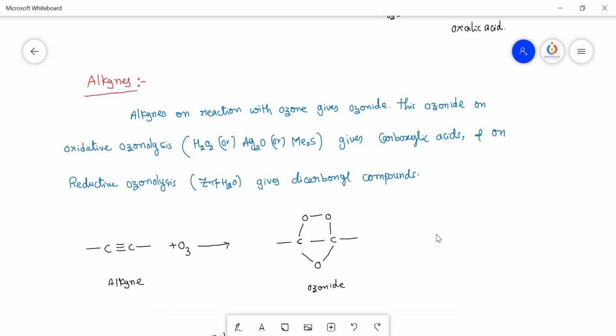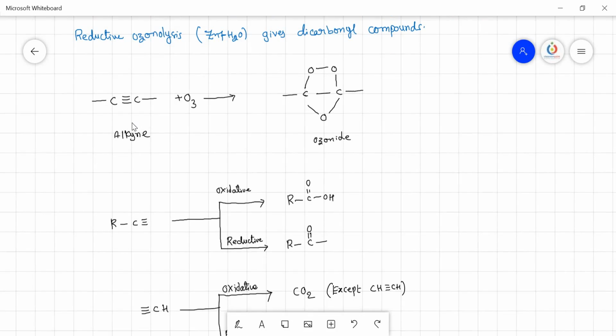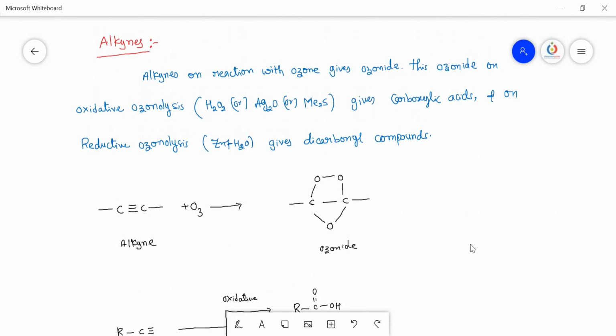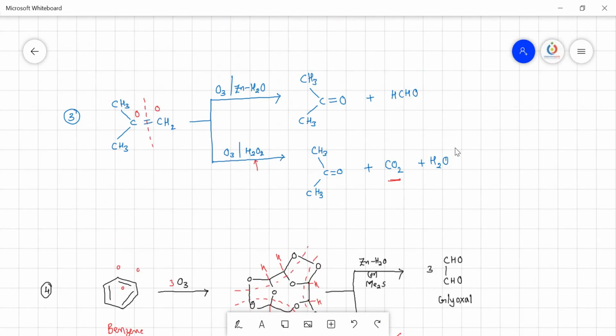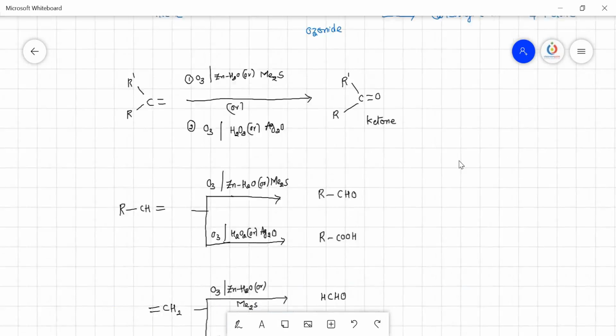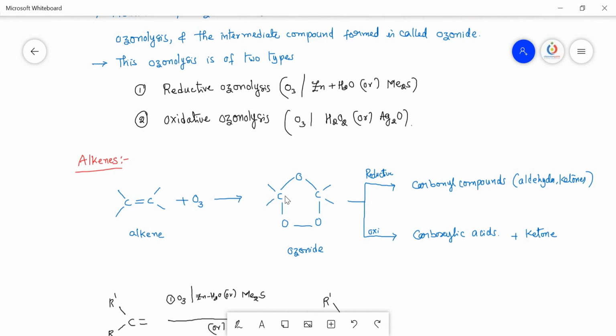Okay. So now let us see, on reductive ozonolysis it gives dicarbonyl compounds. Let's see some molecule. This is the alkyne molecule. So this alkyne molecule on reaction with ozone gives ozonide. And the difference between this ozonide and the alkene ozonide, you see here one important thing. In the case of the alkene ozonides, there is no bond between the two carbon atoms in the ozonide.